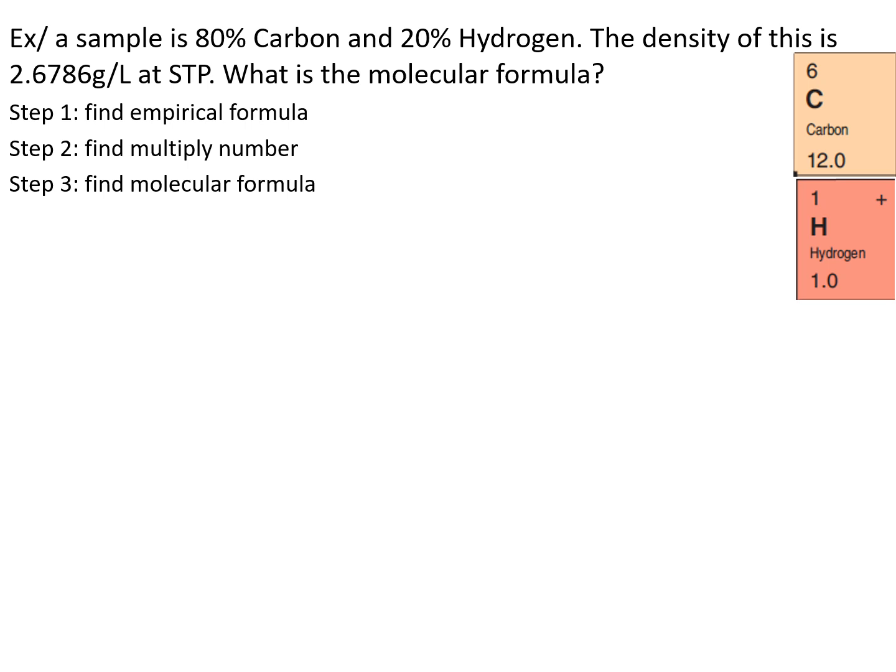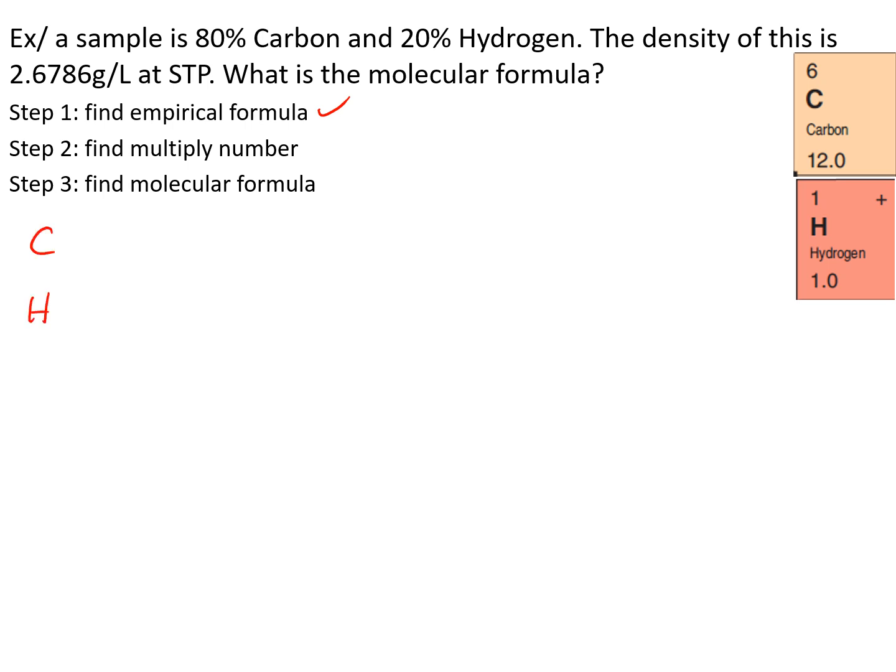So here's another one. This one is a little bit trickier because it doesn't give me the molar mass of the molecular formula, but it does give me the density of this thing at STP. So we're going to talk about that a little bit later. It's a future problem. But for right now, we're going to find the empirical formula. So we just have carbon and hydrogen right here. So I'm just going to write some stuff down.